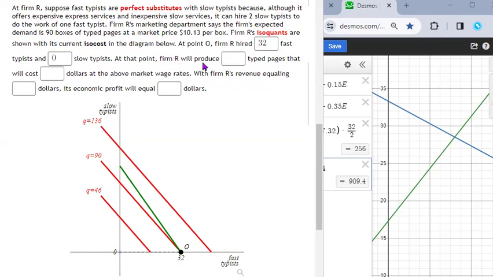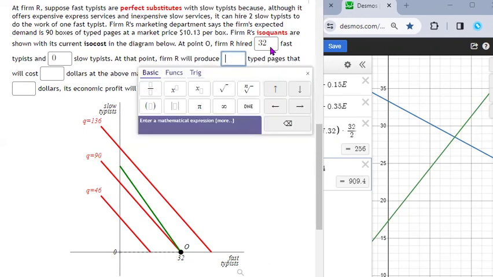At that point, firm R will produce what? So we're here, right? Because we have 32 fast typists and 0 slow typists. Anywhere along this red line, we're able to produce 90 boxes of typed pages, right? So R is going to produce 90 typed pages.